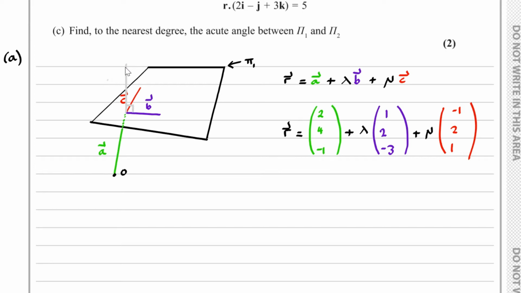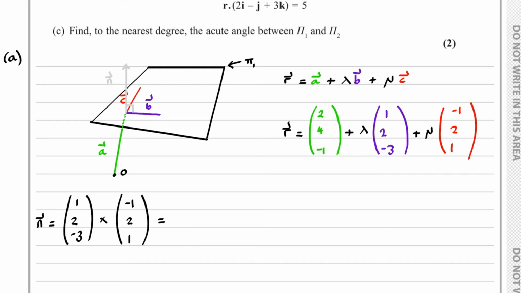So this is the normal vector, and the normal vector we can find by multiplying this vector B with this vector C. So the normal vector n, that's equal to this vector B 1, 2, minus 3 multiplied by minus 1, 2, 1.